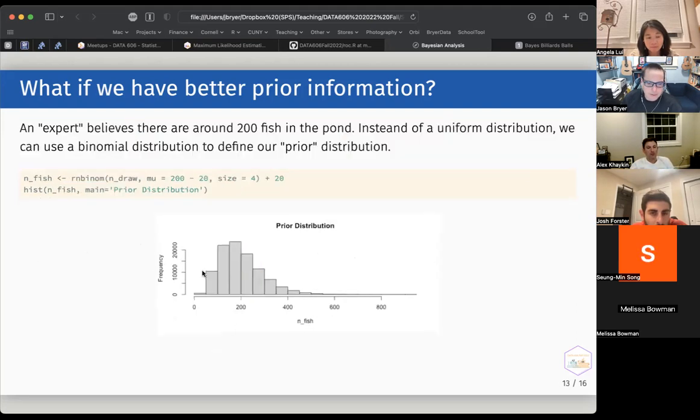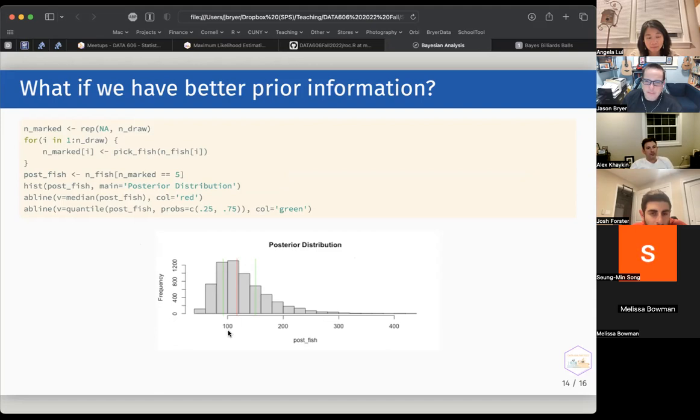So given that prior distribution, I have a different posterior. Note that in my uniform, I would have guessed 100. This one here has a little bit higher, but it certainly doesn't enclose 200. So this so-called expert really isn't an expert.